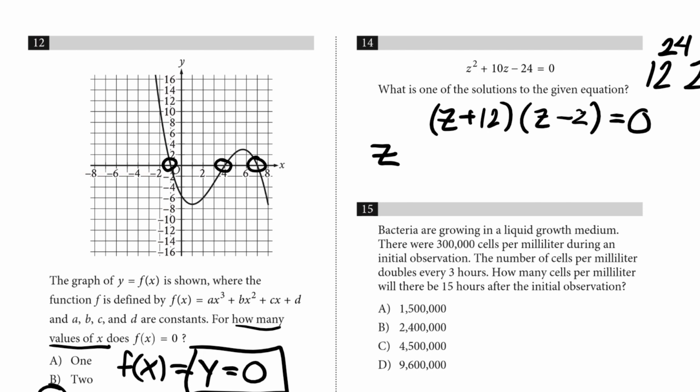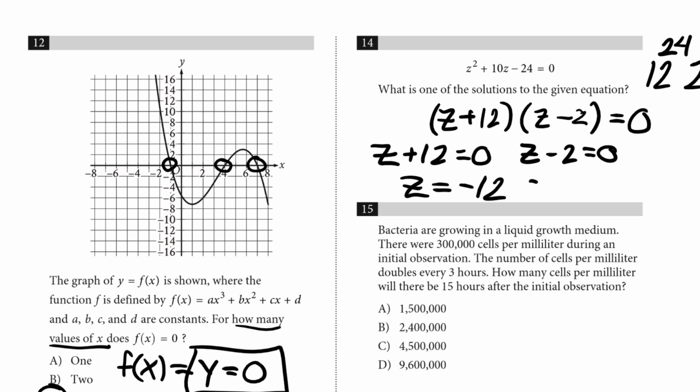What we have to do is set each of them equal to 0 and solve for z. For the first one, we're going to subtract 12 on both sides, and we get z equals negative 12. For the second one, we have to add 2 to both sides to get z equals 2. So either one of these answers would be correct, either negative 12 or 2.